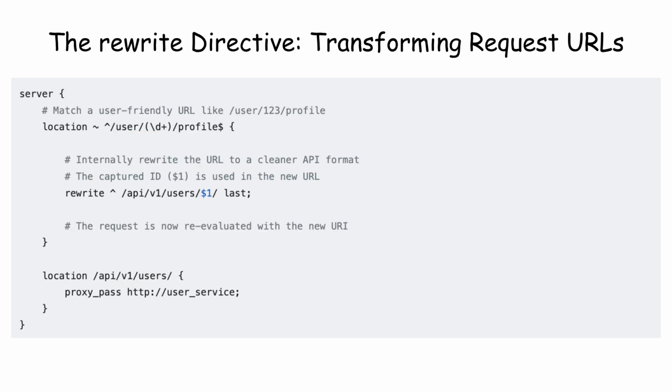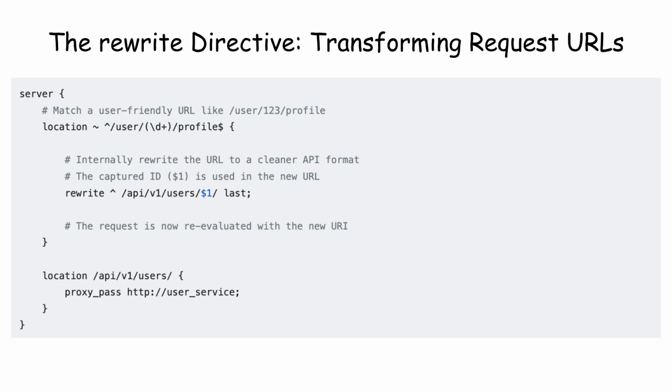Sometimes, the URL the user requests isn't the same as the URL your backend API expects. The rewrite directive is our tool for transforming URIs on the fly. It uses regular expressions to match and change the request URI before it's processed further. In this example, we want to support a user-friendly URL like /user/123/profile. The location block uses a regular expression to match this pattern.